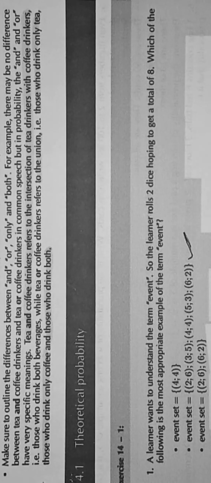So and is like intersection, combining the two: those who drink both. While tea or coffee drinkers refers to the union. For example, those who drink only tea, those who drink only coffee, and those who drink both. So you can either drink a tea or you can drink a coffee, or you can drink both.